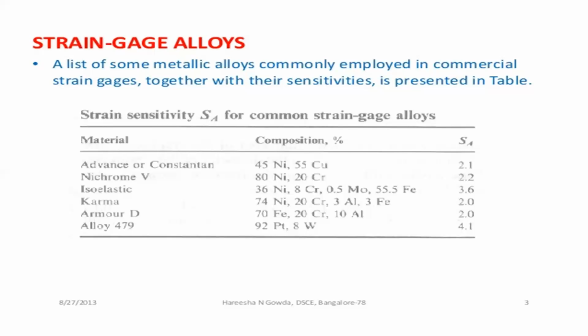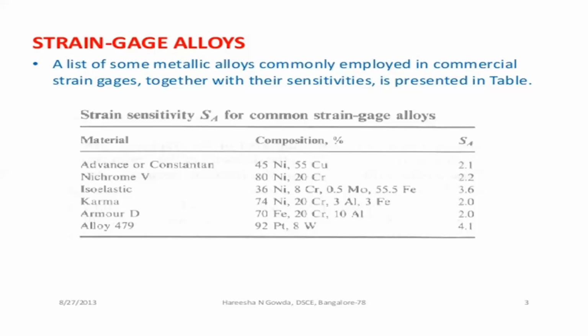80% nickel and 20% chromium. In that composition mixture, we can form Nichrome V material. And next one, isoelastic: 36% nickel, 8% chromium, 0.5% molybdenum, and 55.5% ferrous. These are the different components mixed to form isoelastic strain gauge material.